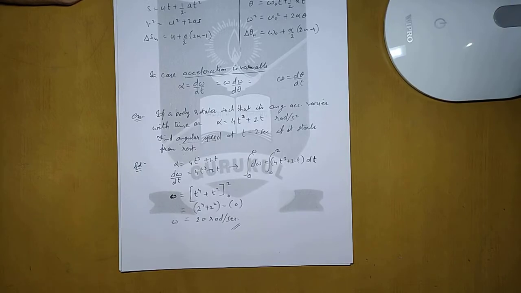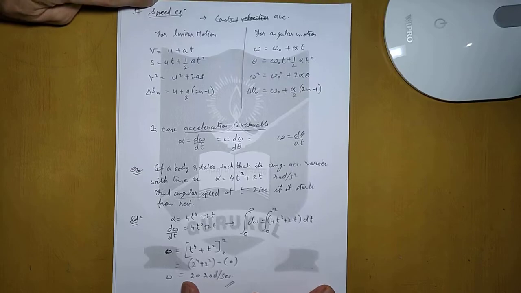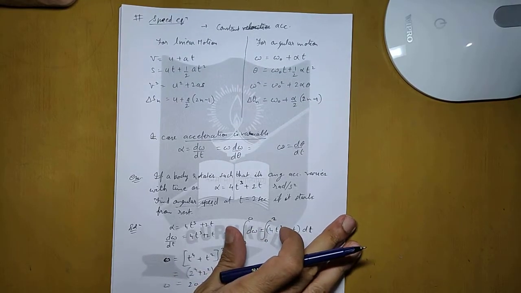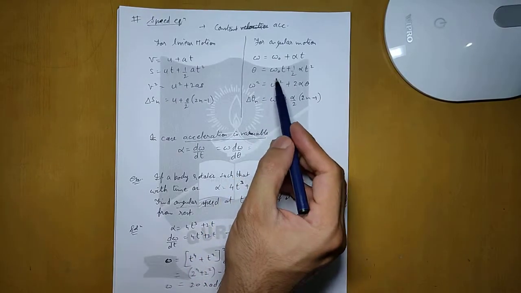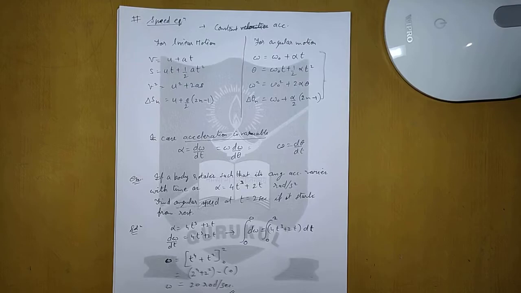So make sure that you understand this properly: if in a given situation the acceleration is constant, then we are going to use these equations of motion. But if the acceleration is not constant, then we are going to proceed like this.